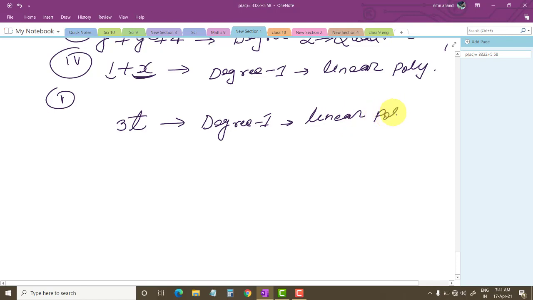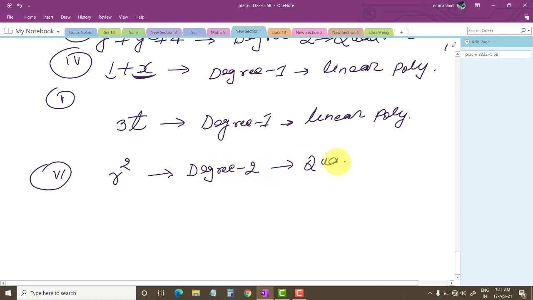Okay, dear student, next question. The next question is r square. This is a polynomial with the variable r, and it has only one term and its power is 2, so the degree is 2, and with degree 2, this is known as a quadratic polynomial.